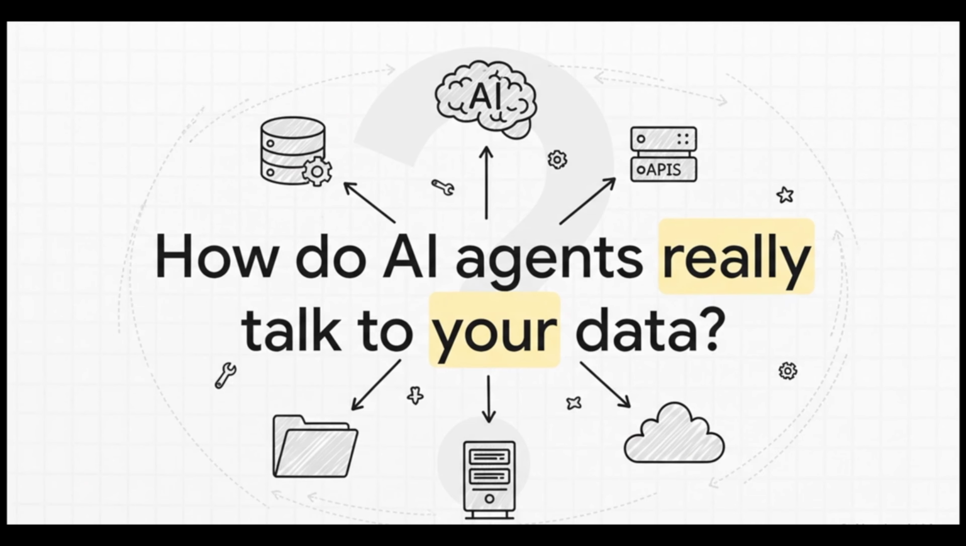Okay, so think about it. If you're building with AI agents, you've probably hit this wall. You've got this super powerful agent, but how does it really connect to all your stuff? Your databases, your APIs, your local files, without it just becoming this massive engineering nightmare. This is like one of the biggest headaches developers are dealing with right now.